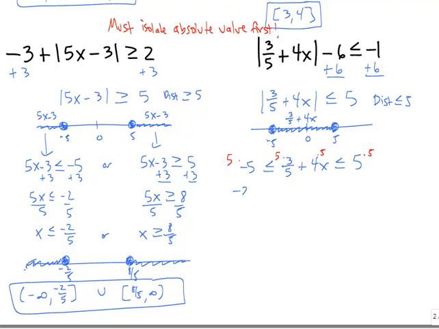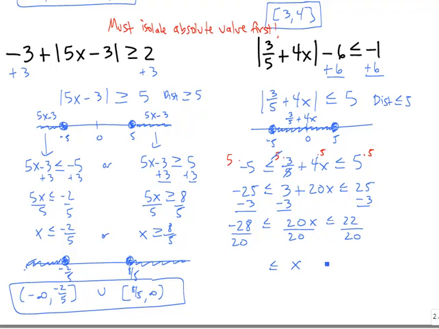5 times -5 is -25. 5 times 3/5, the 5's cancel out, and I just have the 3 left over, plus 4x times 5 is 20x, and 5 times 5 is 25. So now I have no more fractions to worry about. So now when I go to solve this, I want to get x in the middle, so we're going to want to subtract 3 in the middle, on the left and on the right. So we get -28 less than or equal to 20x less than or equal to 22. And then to finish solving for x, divide everything by 20.